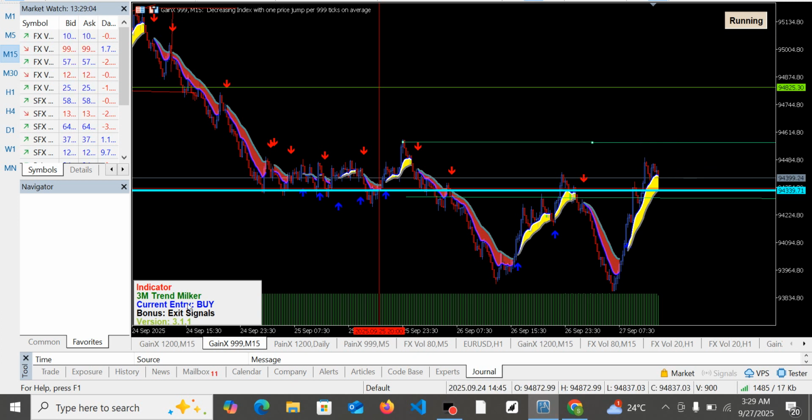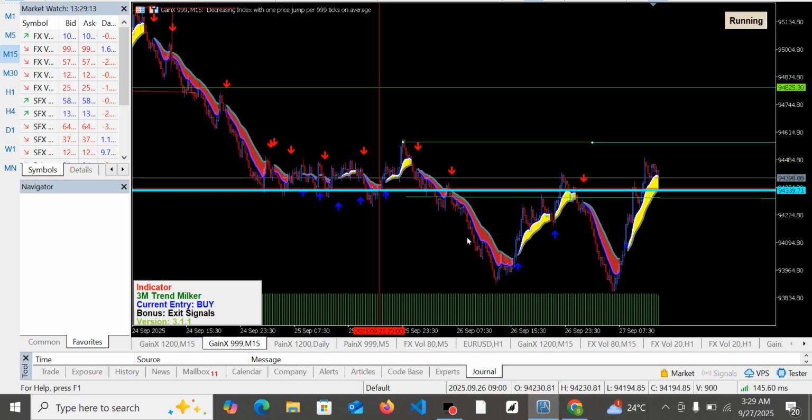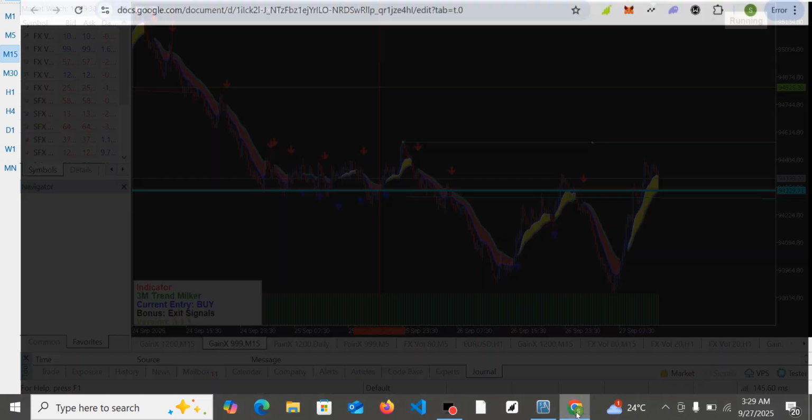So we've actually analyzed two major assets today, GNX 1200 and GNX 999, and of course we are expecting something really good and positive from there. We believe that this is going to end up in a good way. So let's keep our fingers crossed and keep on checking and see how much profit we will be making today. So I will be stopping right here.